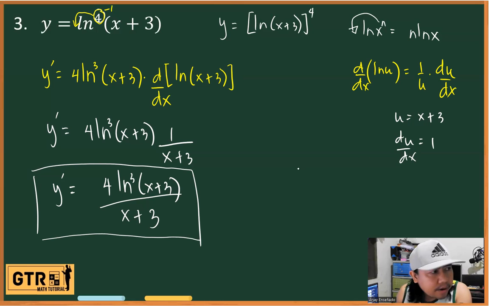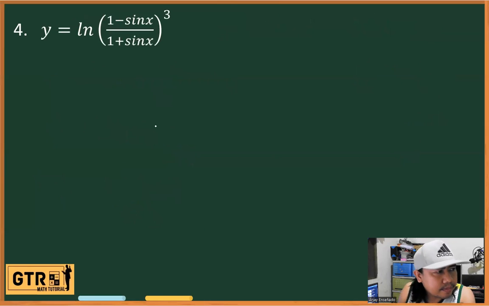Okay, so next, number 4. y equals ln of (1 minus sine x over 1 plus sine x) cubed. In this example, we can apply the formula because the exponent is here. If the exponent is in the ln, we will use the chain rule. This time, the exponent is on the 1 minus sine x over 1 plus sine x, so we can apply the law of logarithm.